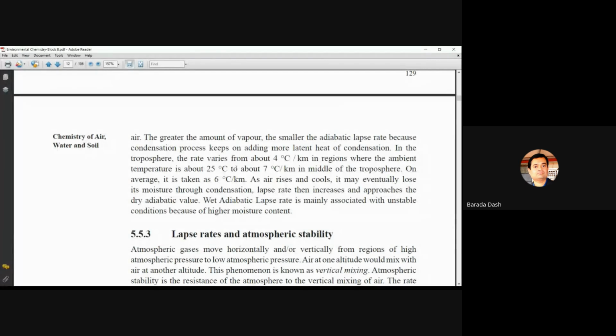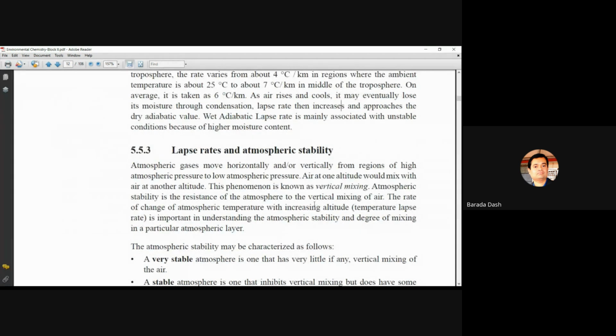The WALR, which is the rate of decrease in temperature with respect to altitude, varies, being about 4 degrees centigrade per kilometer in regions where the ambient temperature is about 25 degrees centigrade, and about 7 degrees centigrade per kilometer in the middle of the troposphere. On average, WALR is about 6 degrees centigrade per kilometer. As air rises and cools, it may eventually lose its moisture through condensation. The lapse rate then increases and approaches the dry adiabatic value. The wet adiabatic lapse rate is mainly associated with unstable conditions because of higher moisture content.